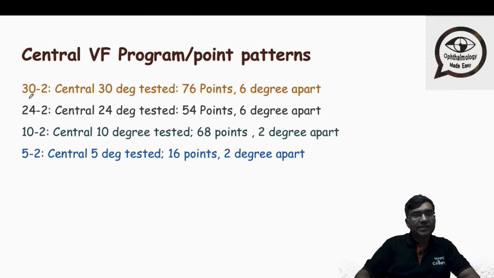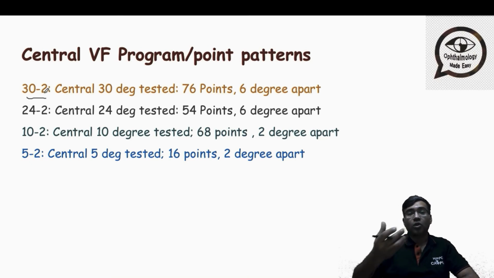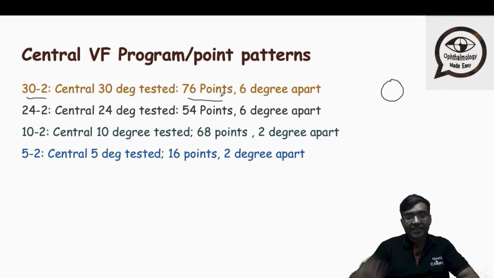First of all is central 30-2, which is so commonly done. It means that we do a visual field of the central 30 degrees where we test 76 points which are 6 degrees apart. Similarly, we have 24-2 where the central 24 degrees are tested. Here we test 54 points.